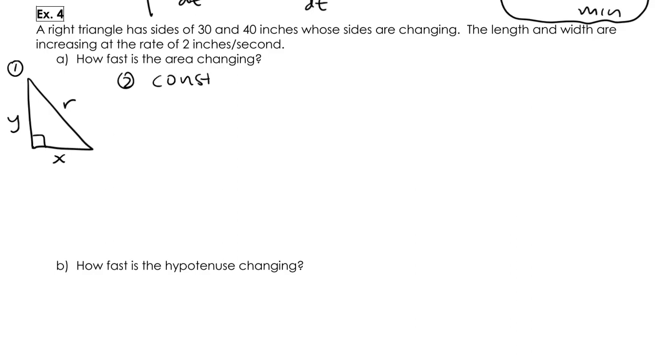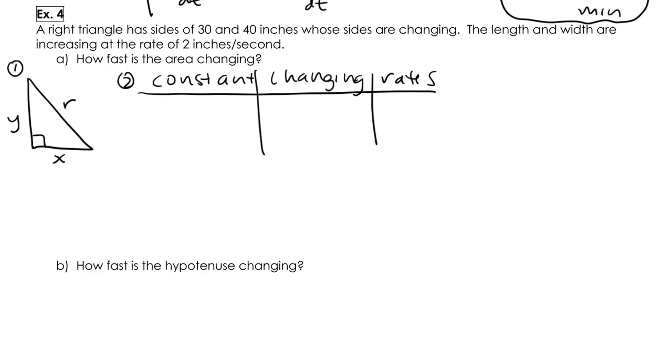Constant and changing rates. Remember, it's not uncommon to have the constants empty. Okay, let's start reading them. It says it has sides 30 and 40 inches who are changing. Do you guys get that even though they're 30 and 40 now, that they're going to be changing? So the sides are 30 and 40, we're putting them in the changing column. They're not fixed. The length and width are increasing. Okay, here we go. Let's call this our length and this our width.